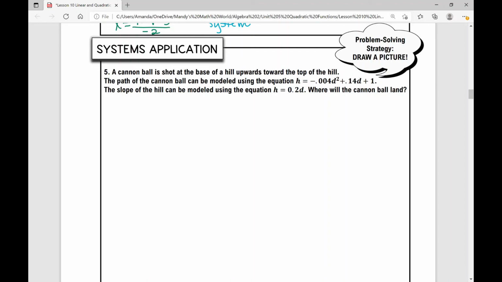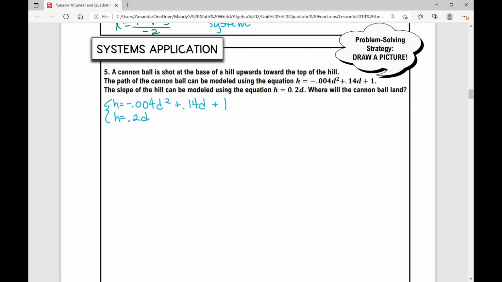Okay, so I'm going to read this. A cannonball is shot at the base of a hill upwards toward the top of the hill. The path of the cannonball can be modeled using the equation h equals negative 0.004 d squared plus 0.14 d plus 1. The slope of the hill can be modeled using the equation h equals 0.2 d. Where will the cannonball land? I've got two equations here. The first equation is h equals negative 0.004 d squared plus 0.14 d plus 1. My second equation is h equals 0.2 d.